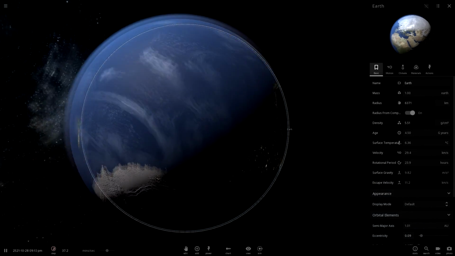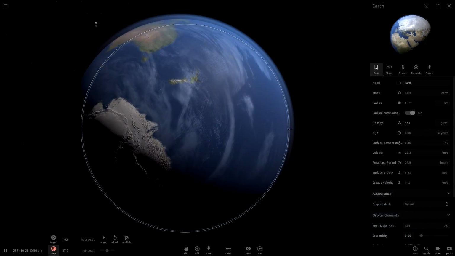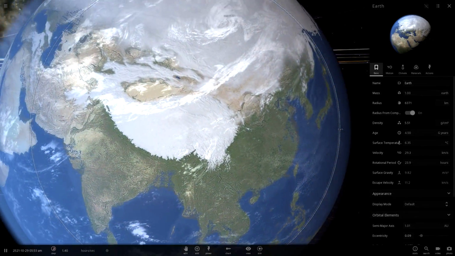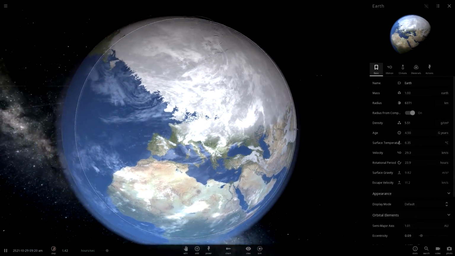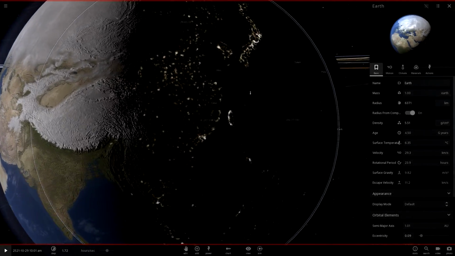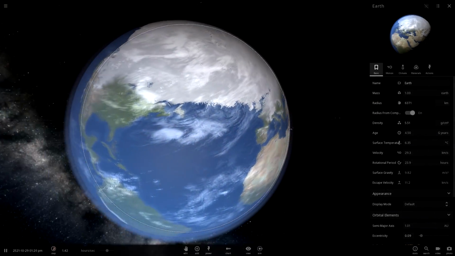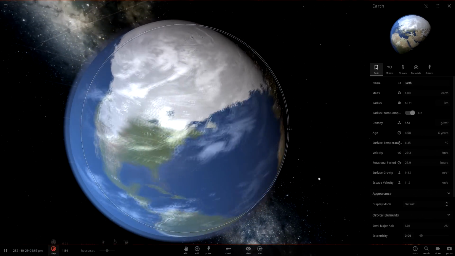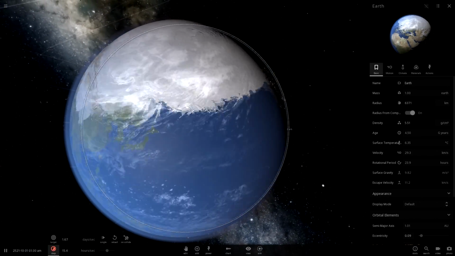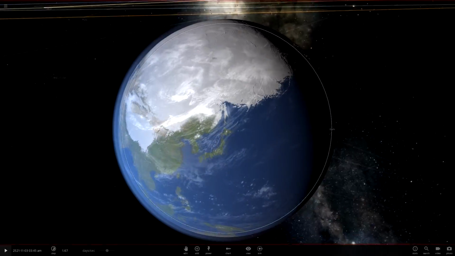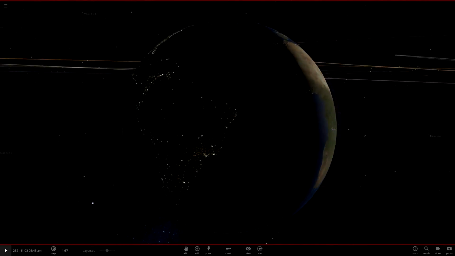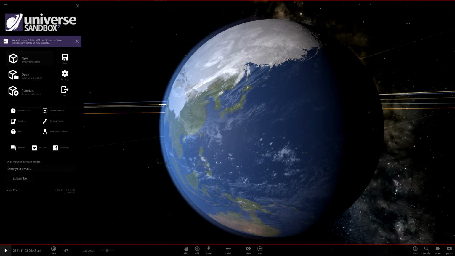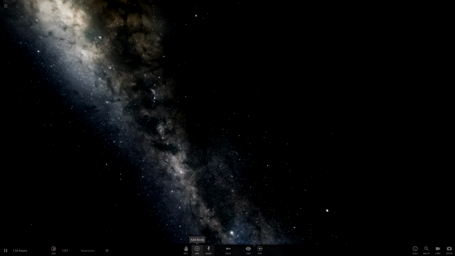Let's see how Antarctica's doing. Antarctica expanded a little bit too, but not nearly as much as the north ice cap, and yeah, that's a lot of ice. So it does appear that we did mess up the simulation a bit by going that quickly, but that's not the only thing we can mess with in this. We can mess with time, but we can also mess with speeds.